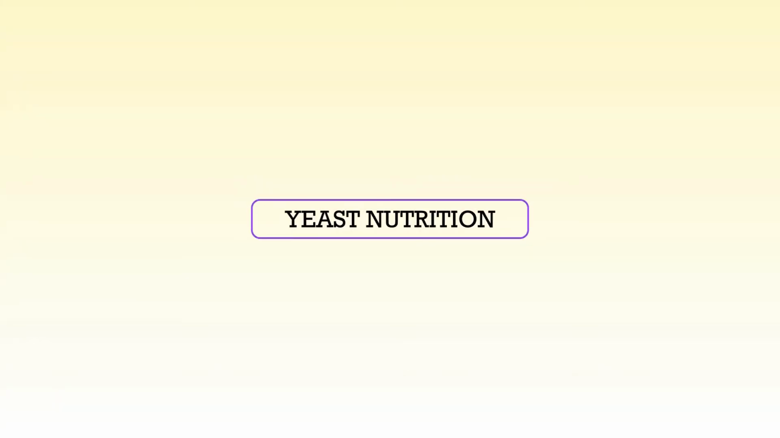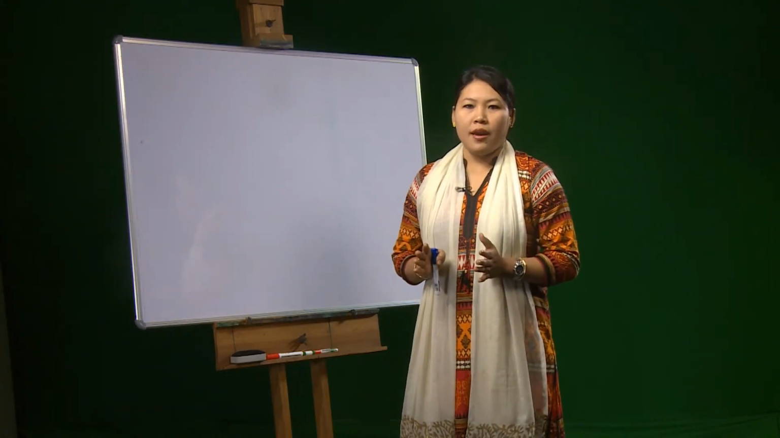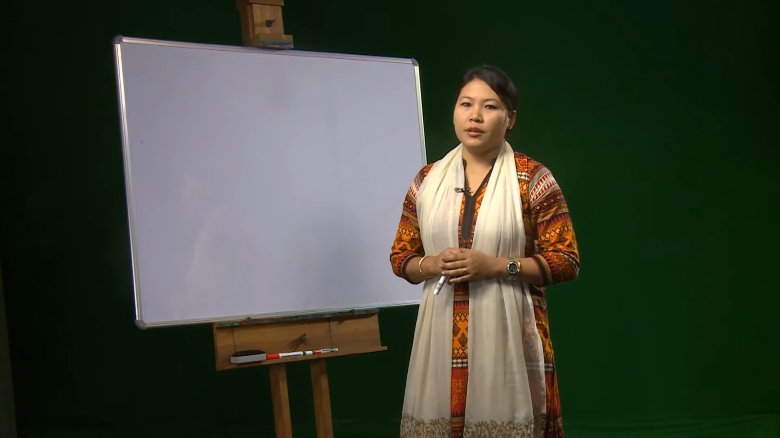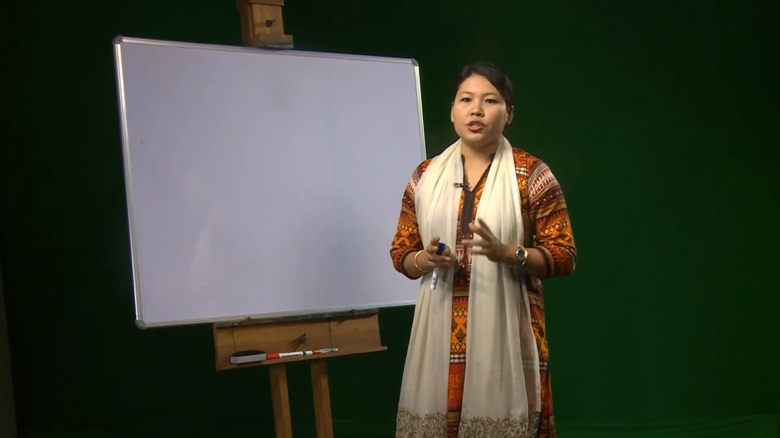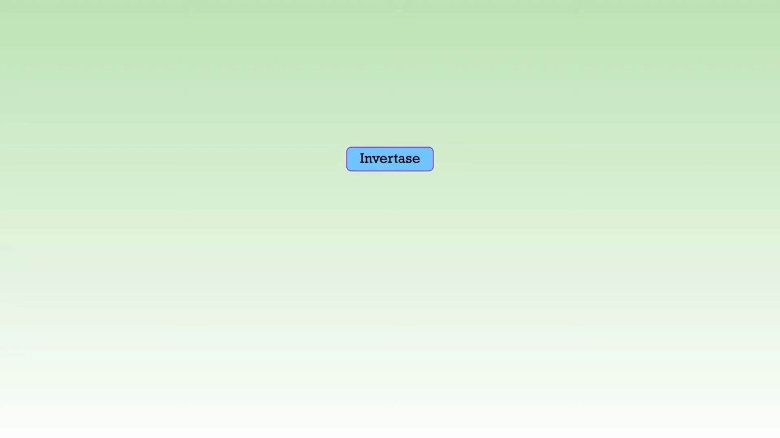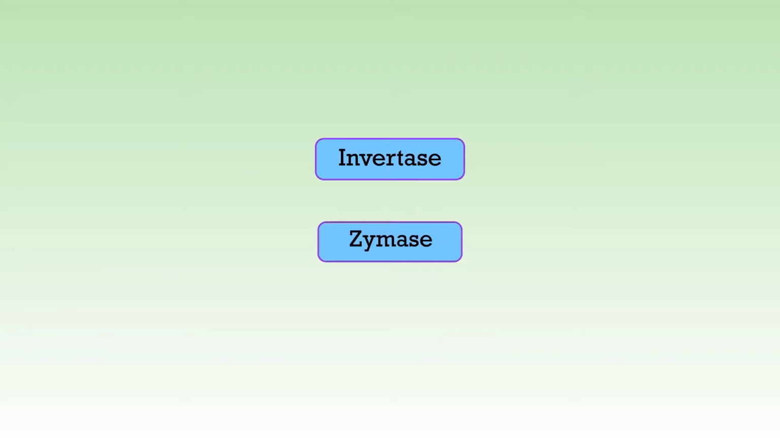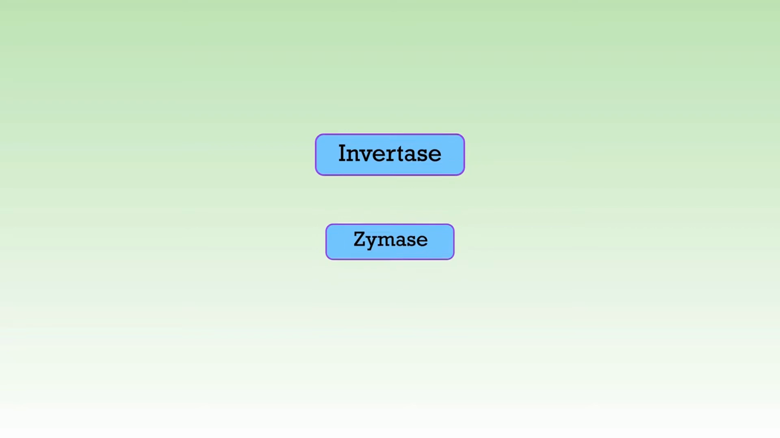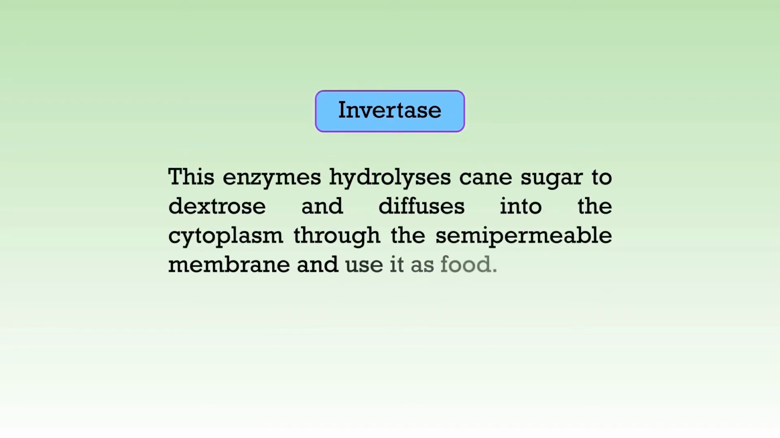So now we'll come to yeast nutrition. Yeast is heterotrophic and saprophytic in nature. Their protoplasm secretes two types of enzymes, which include invertase and zymase. So now we'll see invertase first. This enzyme, invertase, hydrolyzes cane sugar to dextrose, and it gets diffused into the cytoplasm through the semi-permeable membrane, and they use it as food.